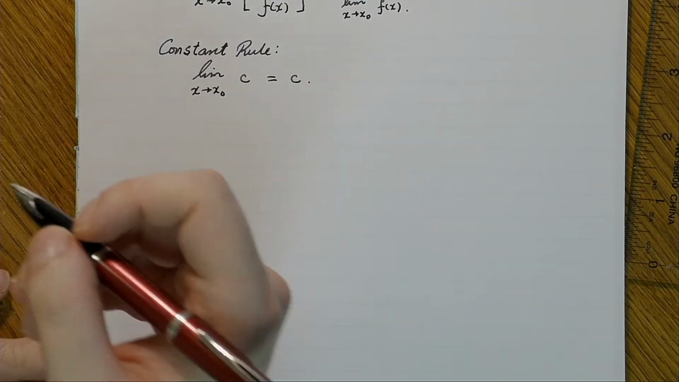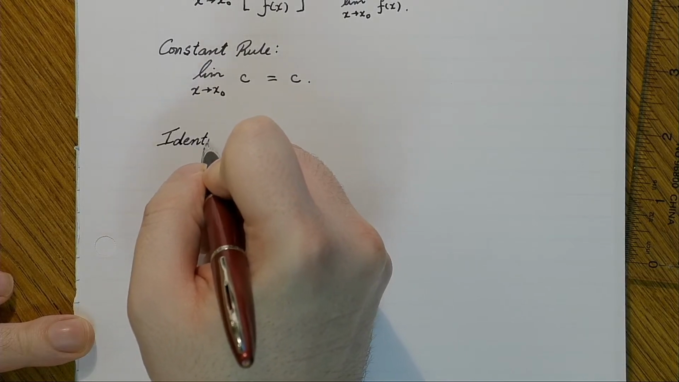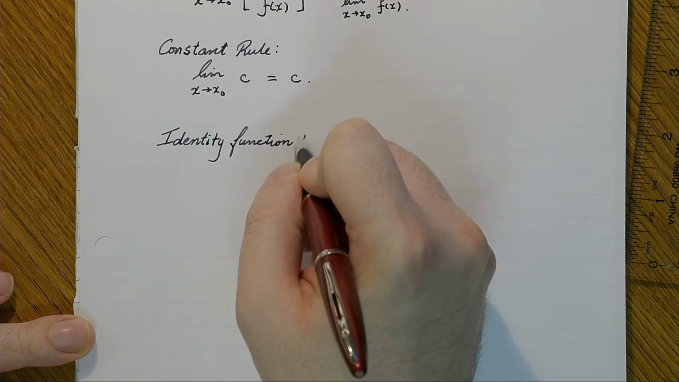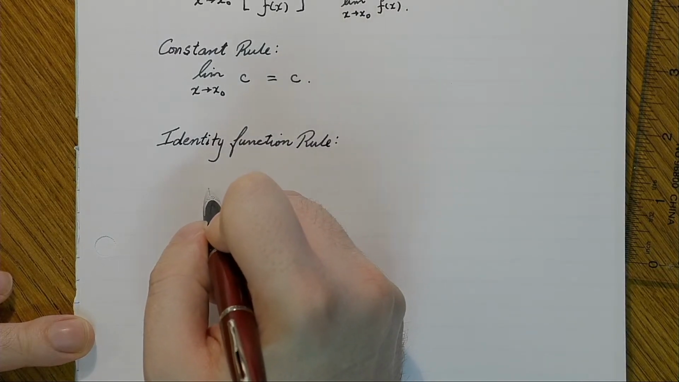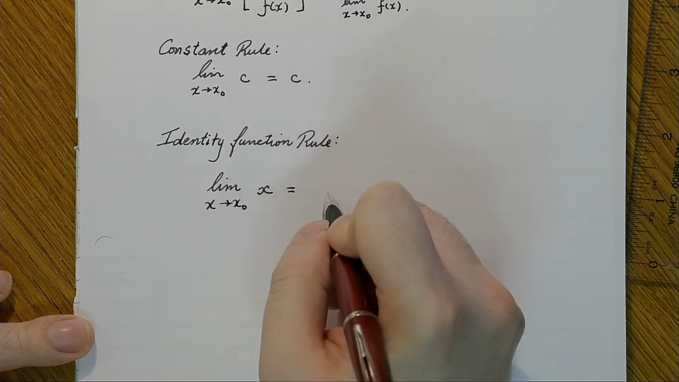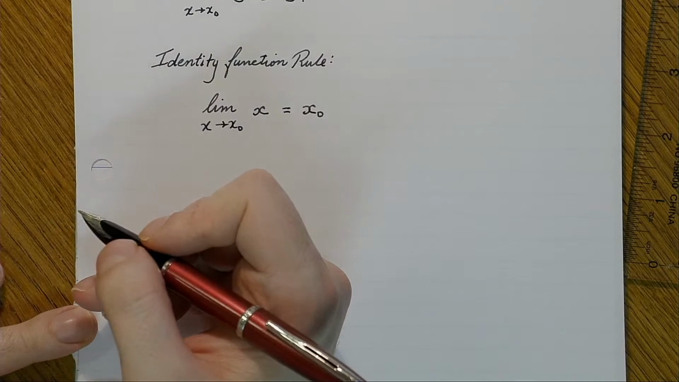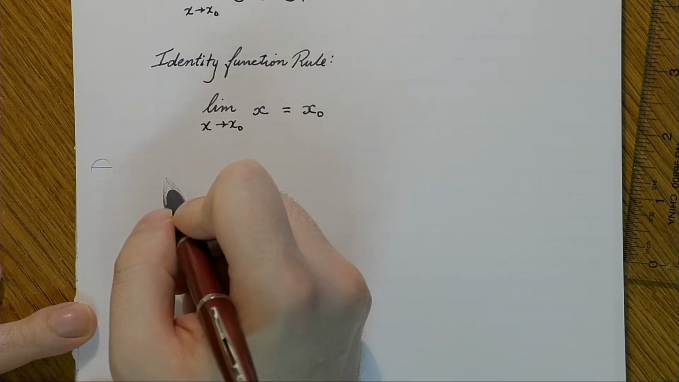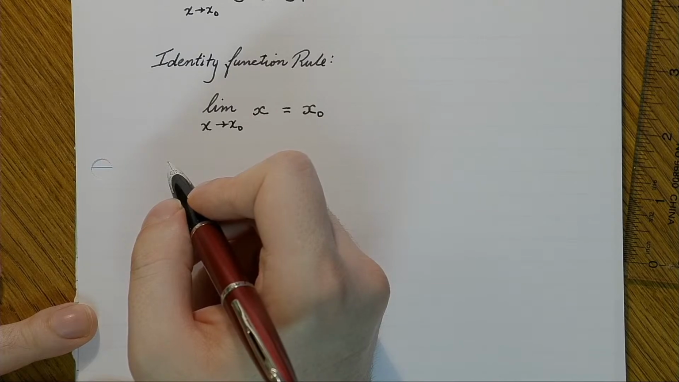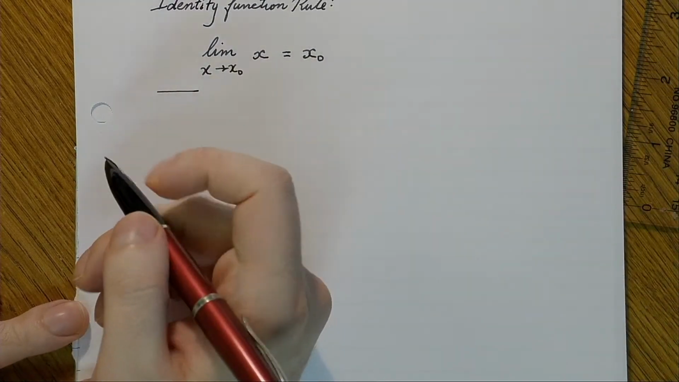And don't worry, we're going to do some examples so we can apply the rules. I just need a set to work with. They have an identity function. So if I let the limit as x goes to x naught of just x, then that's equal to x naught. Okay, I think that's enough rules.